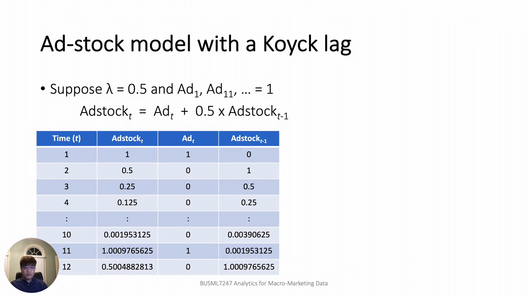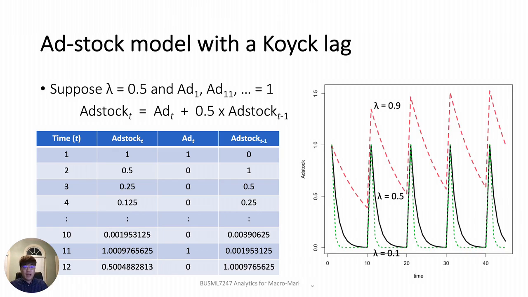At time 1, there were ads, and ad stock is generated. At time 2, the ad stock decreases by half because there was no ad. At time 3 and 4, the same thing happened. And at time 11, new ads were coming, and ad stock is regenerated, and it decays again.